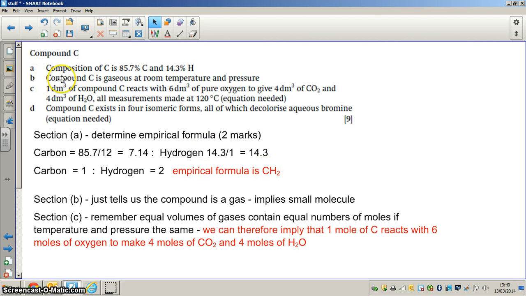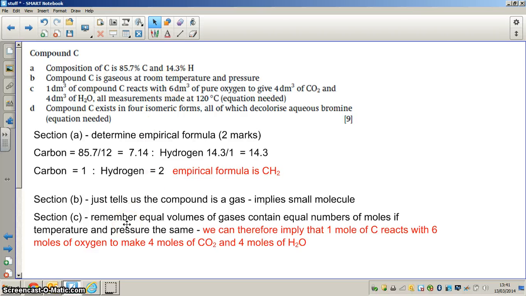Now, section B tells us that whatever our molecule looks like, in other words, whatever multiple we have of the empirical formula, it's going to be a small number because compound C is a gas, and gases imply small molecules. If we have 40 or 50 empirical formula units added together, this would tend to move from being a gas to a liquid. So we know we're dealing with a small molecule.